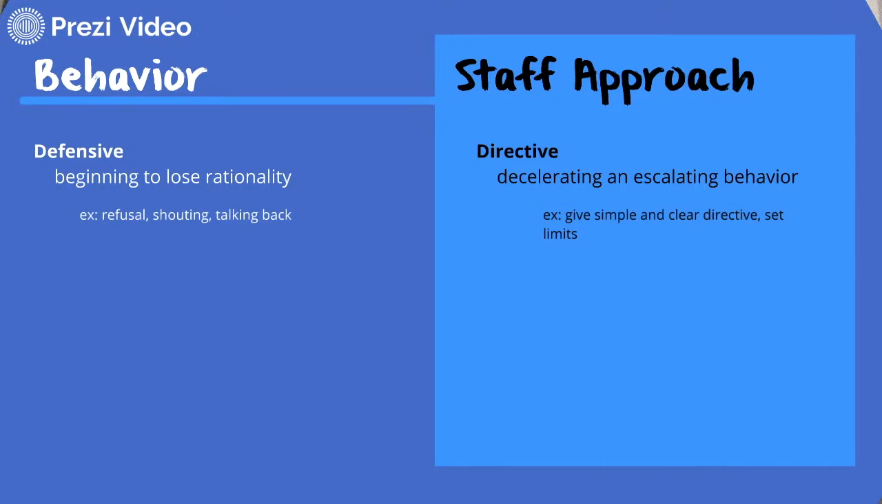But at this point, the staff is going to be directive. We're going to try to decelerate an escalating behavior. So in order to do that, we'll go over this in the next section because there is a whole continuum of different behaviors that happen just within this level. But we're going to be directive here. We're going to give very simple and clear directions. We're going to set limits. We're going to try to downplay and try to calm them down. Like I said, we'll get into this a little bit later.